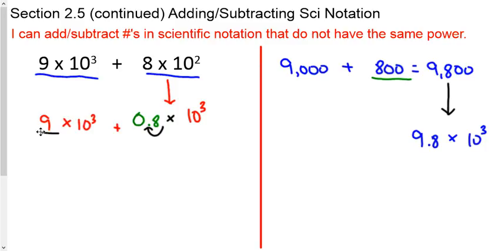We can add our front numbers. So 9 plus 0.8 equals 9.8 times 10 to the third. Keep the same exponent there. You would slide this over 3 times, and you would get 9,800.